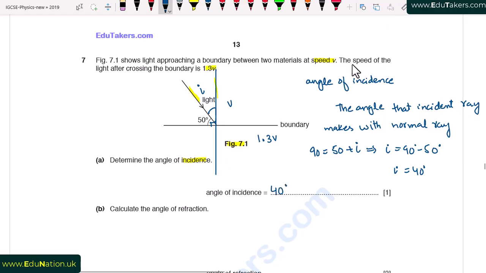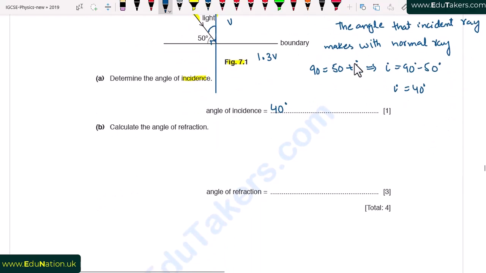Part B. Calculate the angle of refraction. So here we have to find out the angle of refraction. I write here refractive index, that is represented by n. It is equal to sine of angle of incidence over sine of angle of refraction. So here we have to find out the value of r. For that we have to know about n.